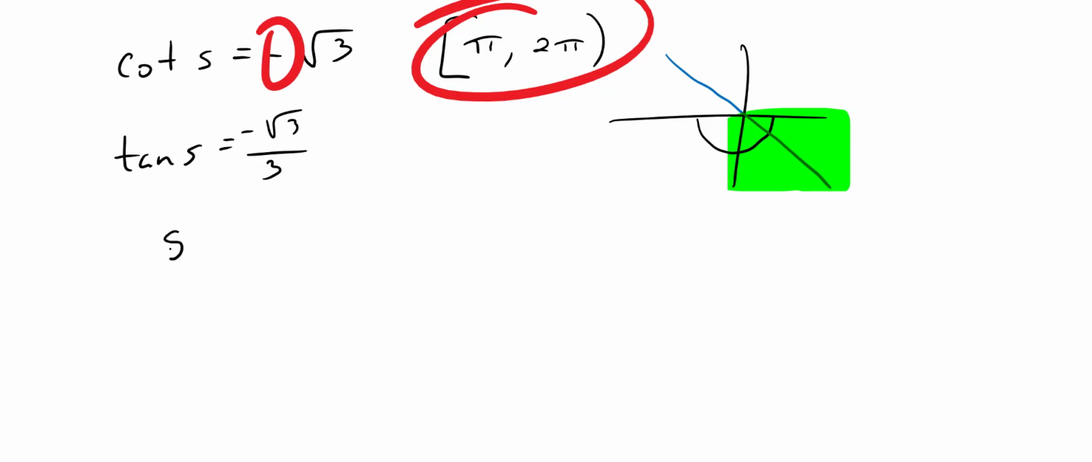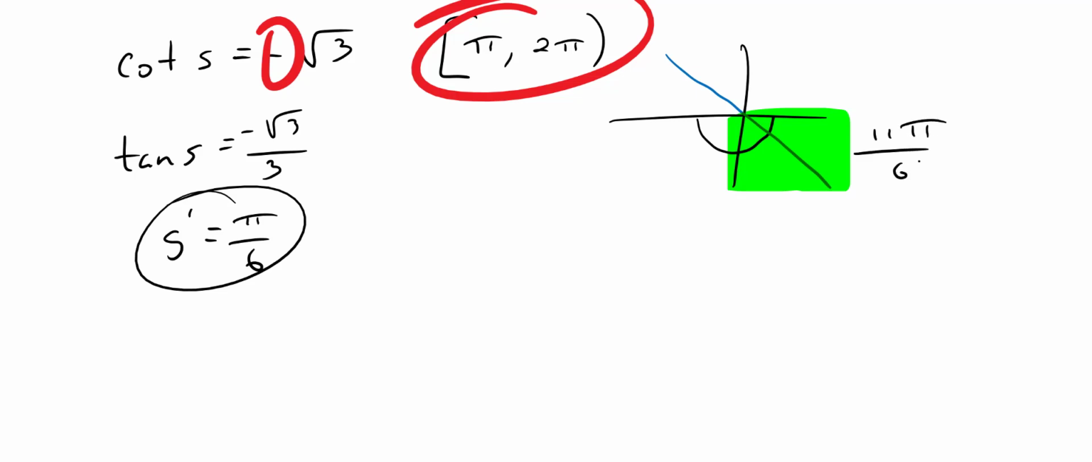Okay, you've got to figure out your reference angle. It's a 3-4-5 triangle, so it's 30 degrees or pi over 6. That's my reference angle, and so we come over to this quadrant, and that's 11 pi. Well, it's going to be 2 pi minus pi over 6, so it's 11 pi over 6. That's your answer to that problem. Okay?